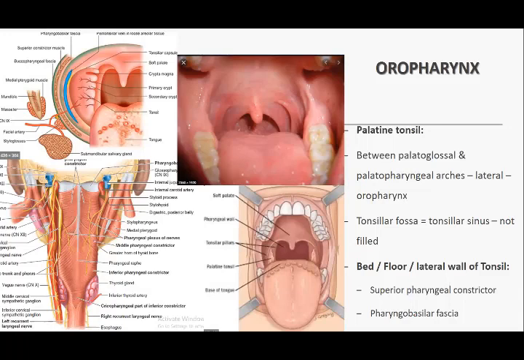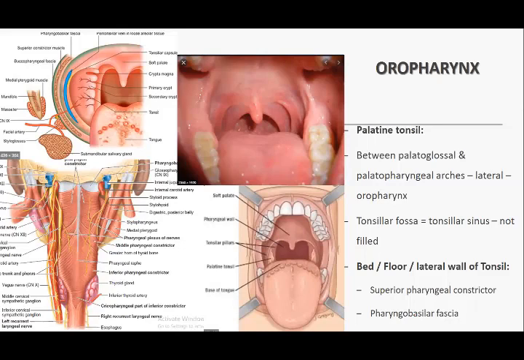Remember one thing: the palatine tonsil does not completely fill the tonsillar fossa. In fact, there is some connective tissue, areolar tissue, between the palatine tonsil and the lateral wall of the tonsil. Now, how is this lateral wall of the tonsil formed? It is also called the floor of the tonsil, or the bed of the tonsil. This is the lateral wall of the tonsil.